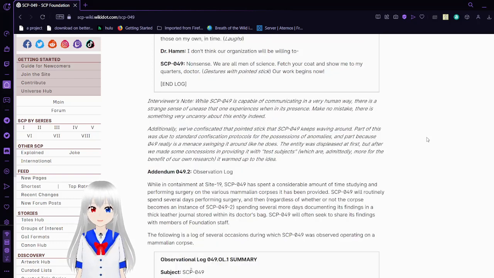Interviewer's note: While SCP-49 is capable of communicating in a very human way, there's a strange sense of unease that one experiences when in its presence. Make no mistake, there's something very uncanny about this entity indeed. Additionally, we've confiscated the pointing stick that SCP-49 keeps waving around. Part of this was due to standard confiscation protocols for the possession of anomalies, and part because SCP-49 is a menace swinging it around like it does. The entity was displeased at first, but after we made some concessions in providing it with test subjects, which are ultimately more for the benefit of our own research, it warmed up to the idea.